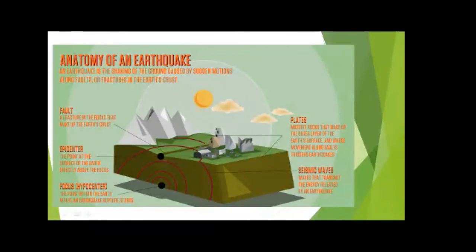The sudden movement of the rocks along the fault causes vibration. These red lines are called vibrations, and these vibrations transmit energy through the earth in the form of seismic waves. So these are the seismic vibrations which are causing seismic waves that transmit the energy released by the earthquake.